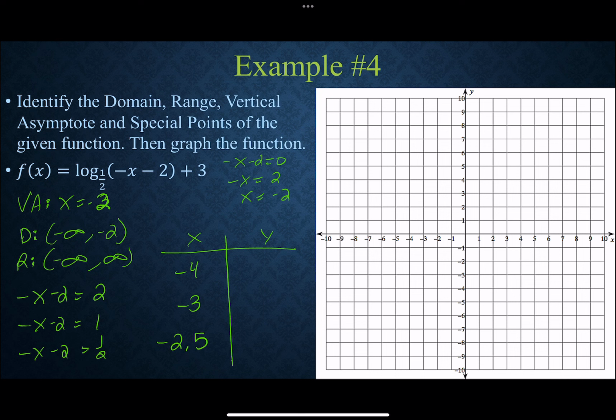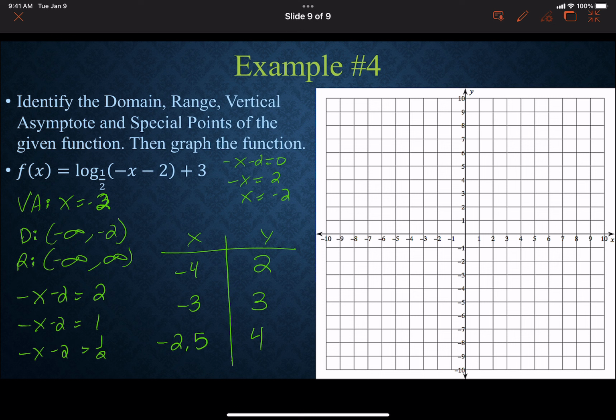Substituting in the negative 4, negative of negative 4 is 4. 4 minus 2 is 2. Log base 1/2 of 2 would be negative 1, plus 3 is 2. And then we're recognizing, as we've been seeing for all the other examples, the y value is going to increase by 1 here. So that should be a 3, which makes sense. Negative of negative 3 is 3, minus 2 is 1. Log base 1/2 of 1 is 0. 0 plus 3 is 3. And then this should be a 4. If you plug in the negative 2.5, that would make sense for that particular portion of it.